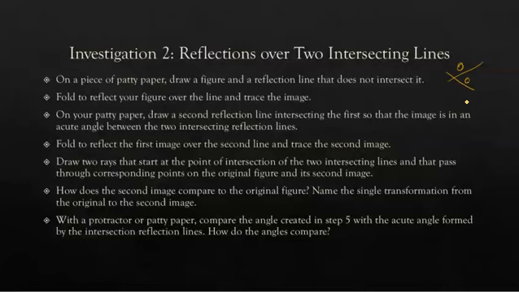We want to fold to reflect the first image over the second line and trace that second image. Now you're going to draw two rays that start at the point of intersection of the two intersecting lines, and they pass through the corresponding points on the original figure and its second image. How does the second image compare to the original figure? Name the transformation that went from the original to the second. Then with a protractor, compare the angle created in step 5, right here, with the acute angle formed with the intersection reflection lines. How do those angles compare?